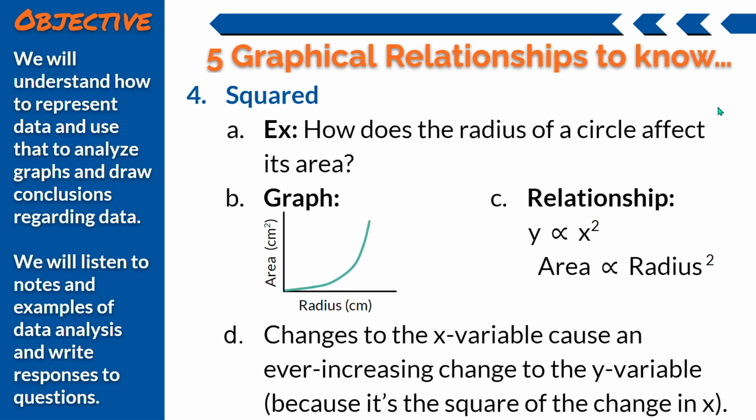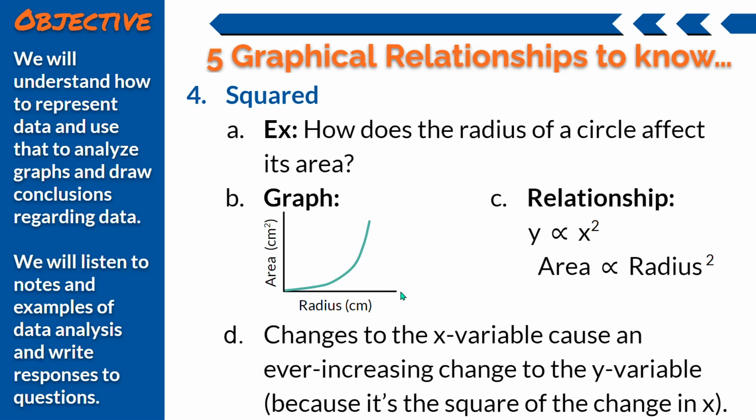The fourth type of relationship is a squared relationship. This is one you should be familiar with. I picked an example everybody should know. How does the radius of a circle affect its area? Okay, and you should know that because the equation for the area of a circle is pi r squared. Therefore, the area of the circle is directly proportional to the radius squared. So this is a squared relationship.